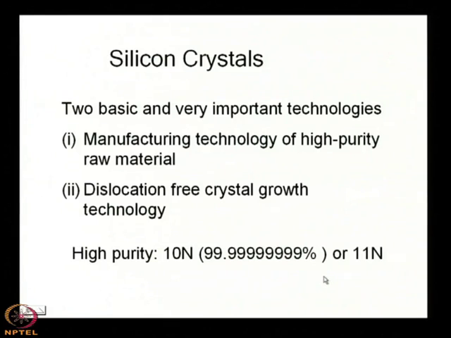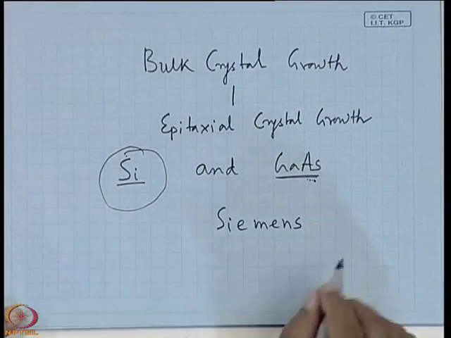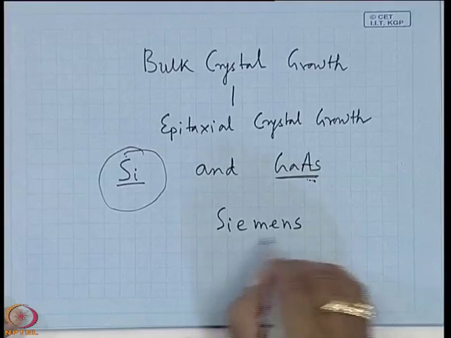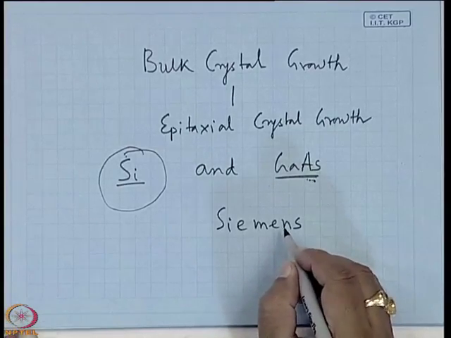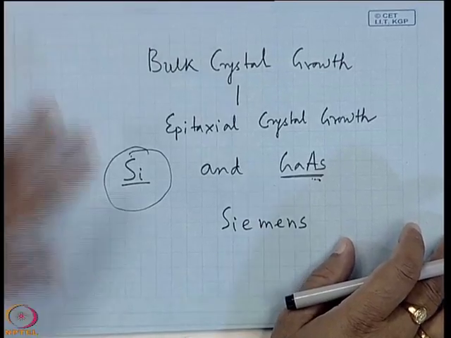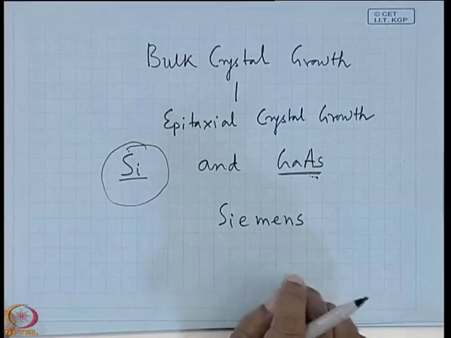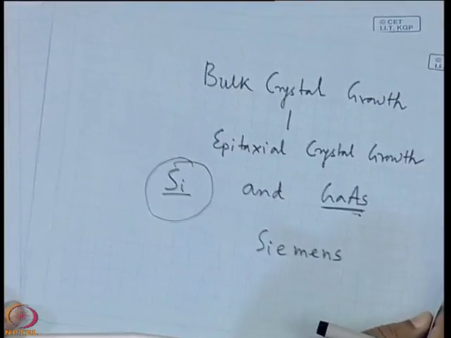There is one technology which is known as the Siemens purification method, Siemens purification method, and using this Siemens purification method, we shall show you that very high quality and high purity silicon can be obtained from silica or quartzite. Then another question comes about the diameter of the crystal. Diameter of the crystal is very important.